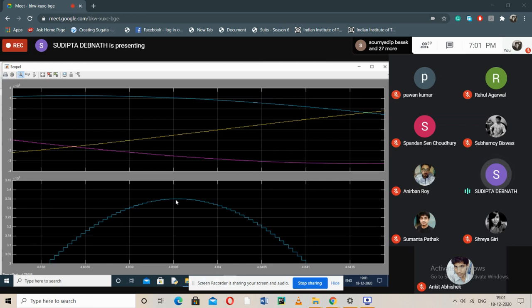So this is the Ferranti effect. It occurs at 500 megawatt. So we can consider this as lightly loaded condition. When the load is 500 megawatt, it is lightly loaded condition. Okay. So Ferranti effect is observed.